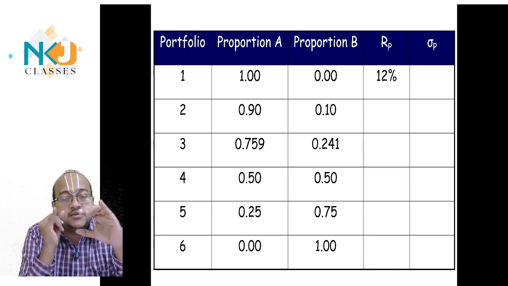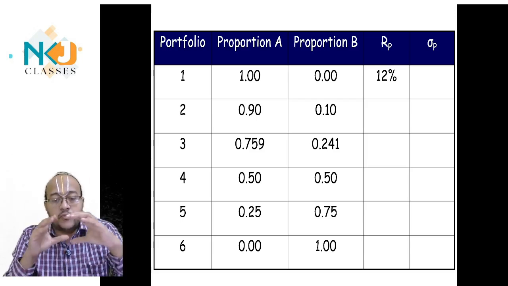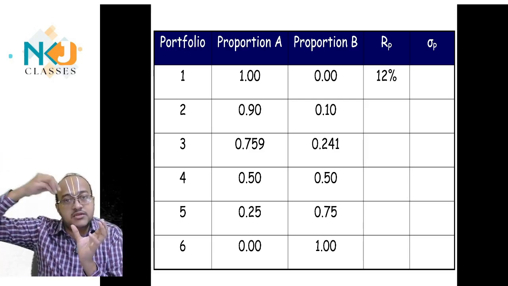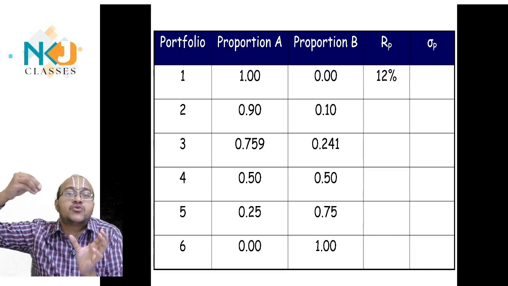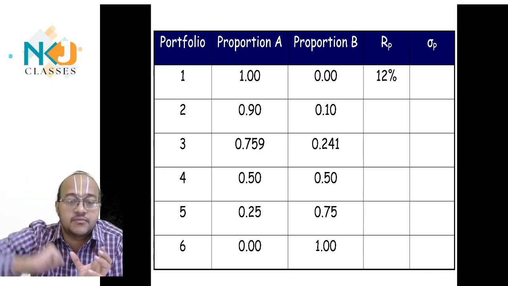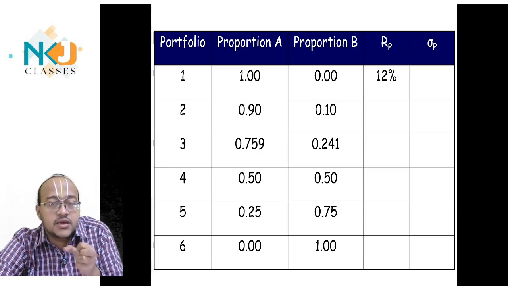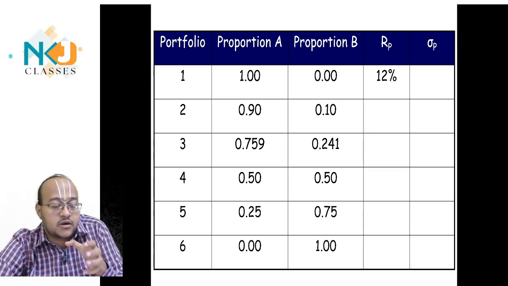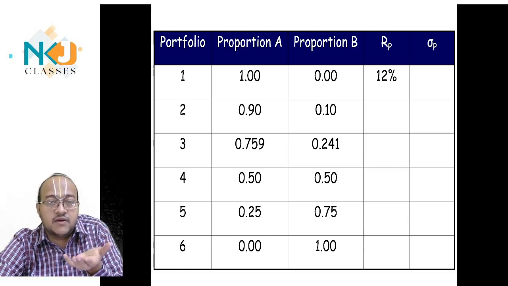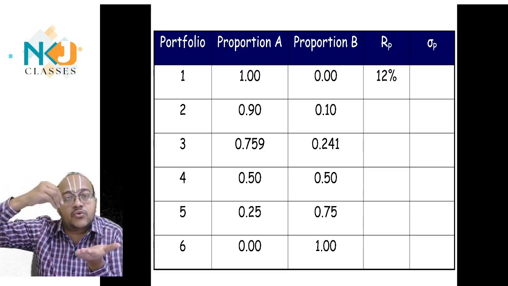Security A is a low risk, low return security, correct? What we do is slowly increase the proportion of security B along with security A. Are you understanding? It is something similar to this: we have clean water in a vessel. What do we do? We slowly inject salt into it.